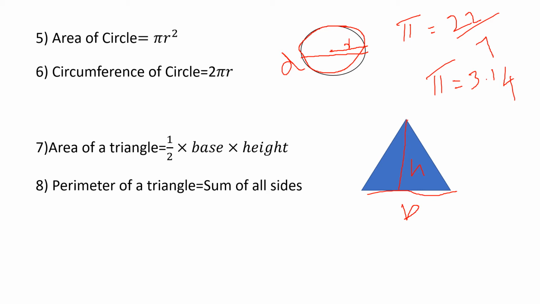Okay, so area of a circle, what is the formula? Pi r square. Circumference of a circle, what is the formula? 2 pi r.